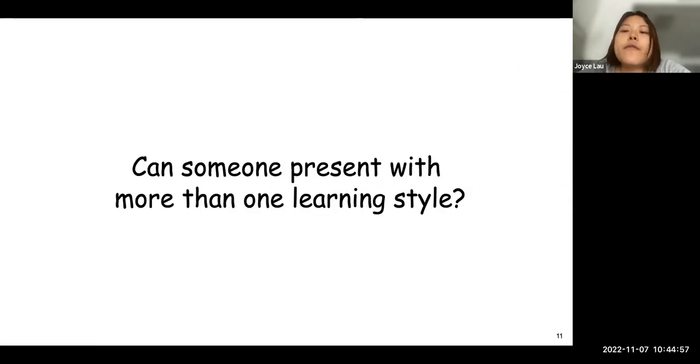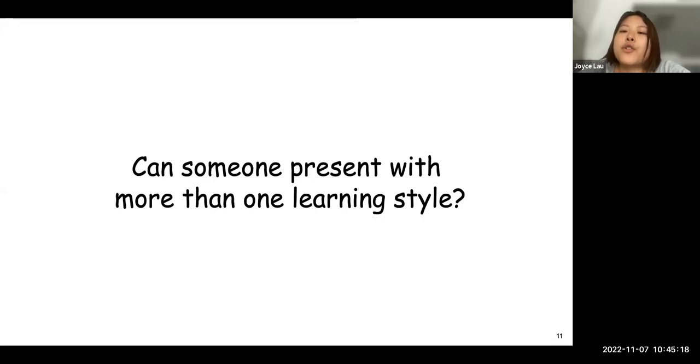By this point, some of you may wonder, can someone present with more than one preferred learning style? And the answer is yes. In fact, the majority of us fall into this category, according to several literatures. And these are what we call multimodal learners.